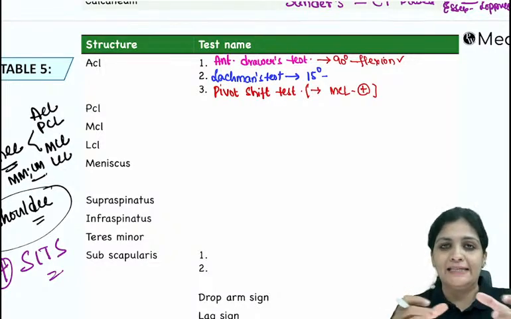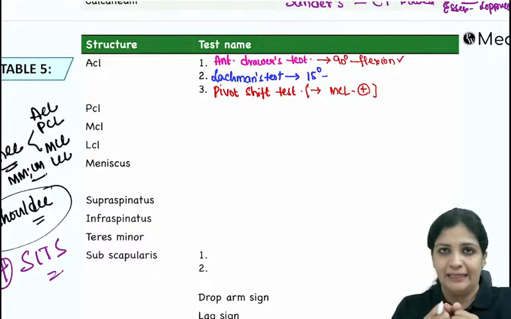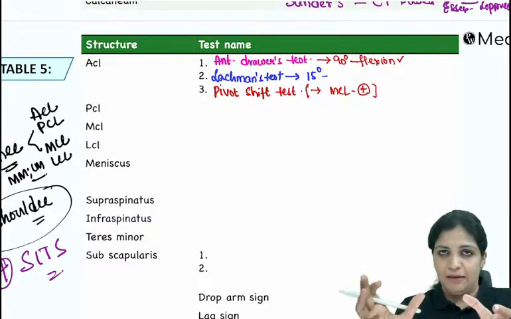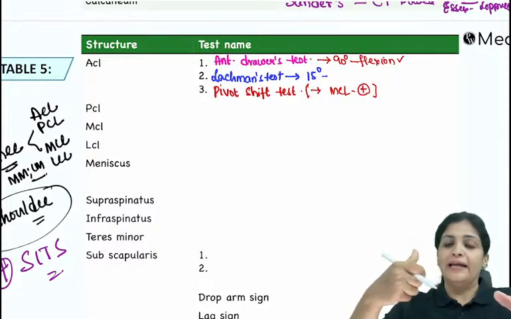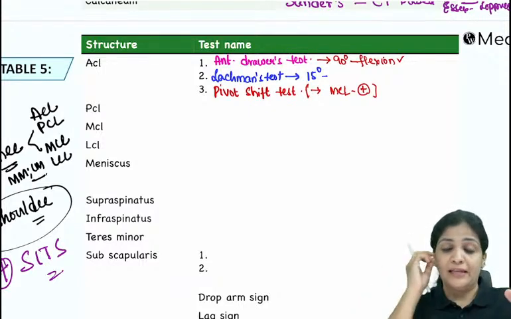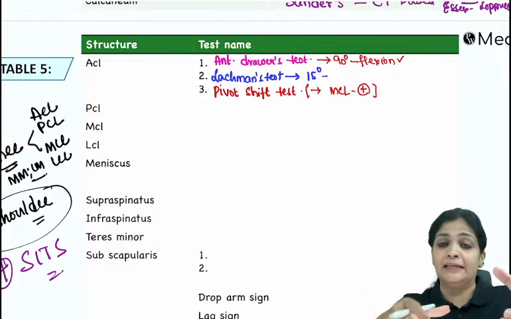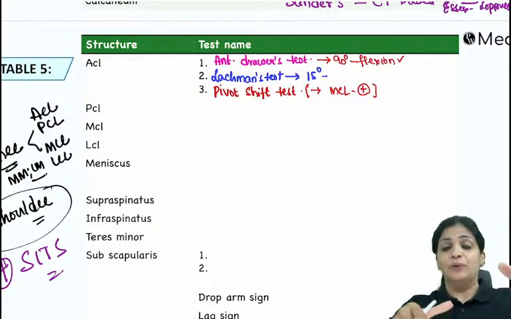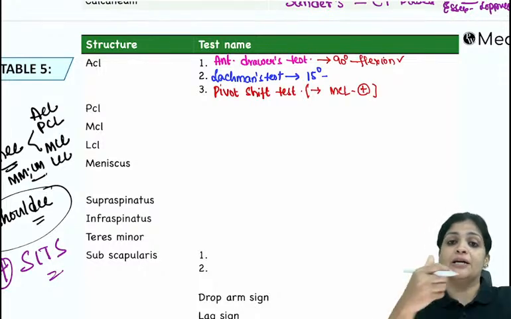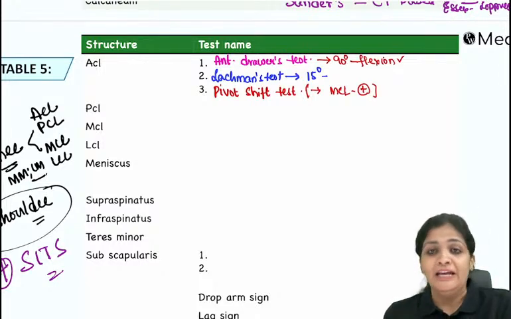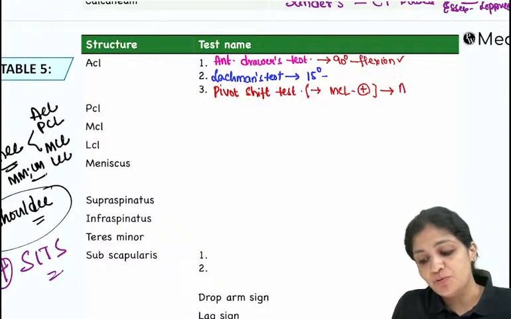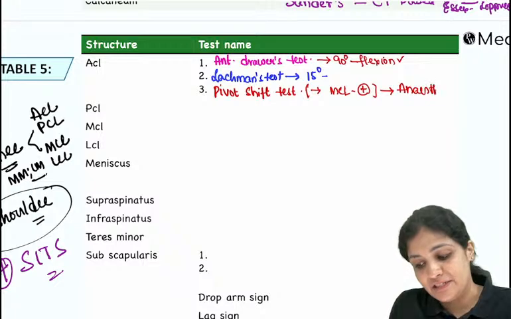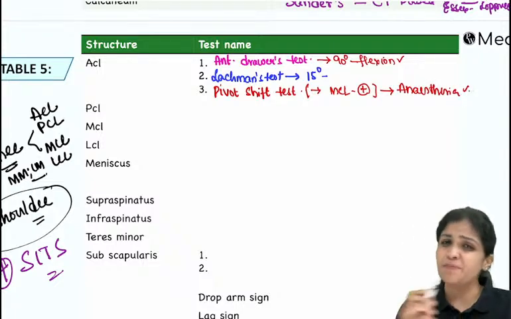So the MCL and the ACL hold your tibia tightly. Whenever the ACL is gone or there is a tear in the ACL, and you try to internally rotate, what you have to do is put the limb in valgus and then try to internally rotate. Now there will be a jump of the tibia over the femur. That is called the pivot shift test, and this is very specific and usually done under anesthesia.